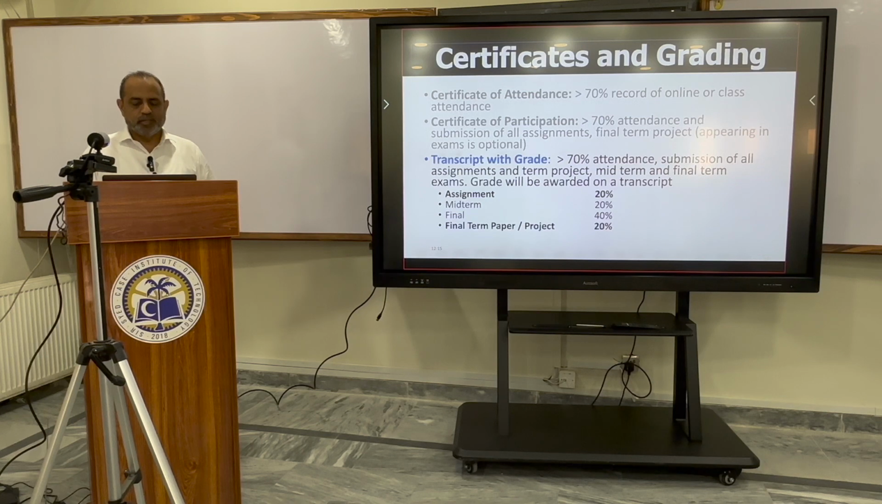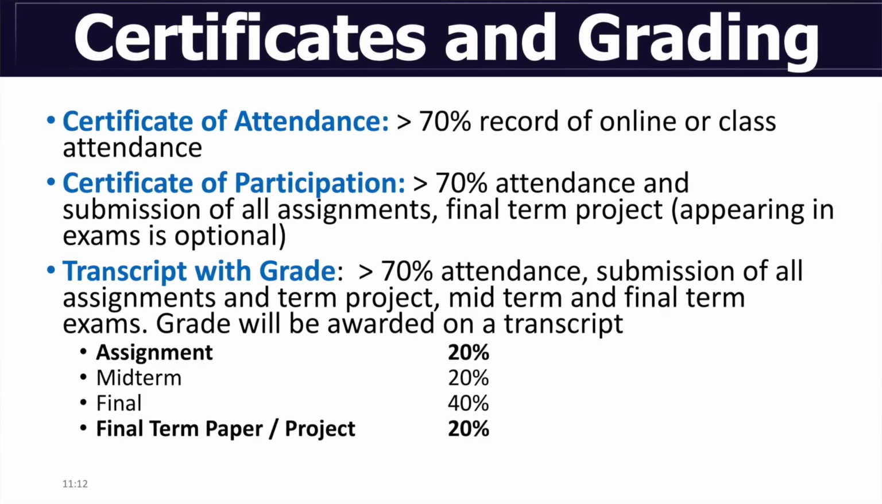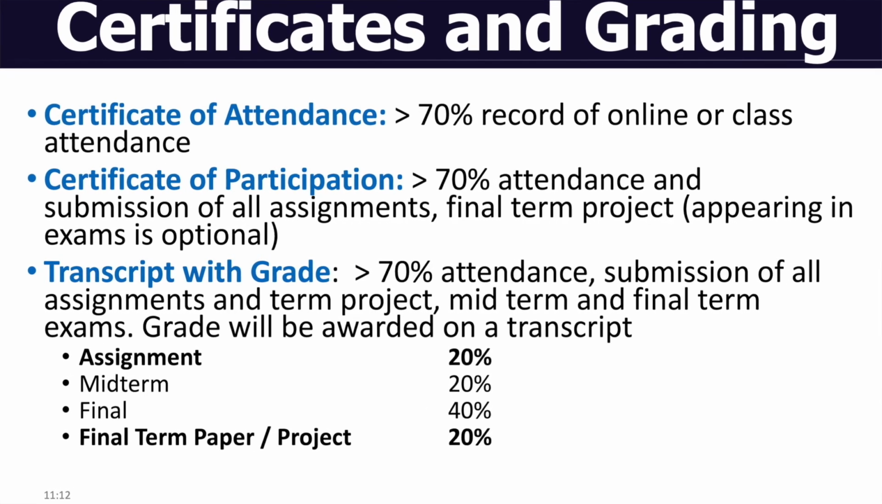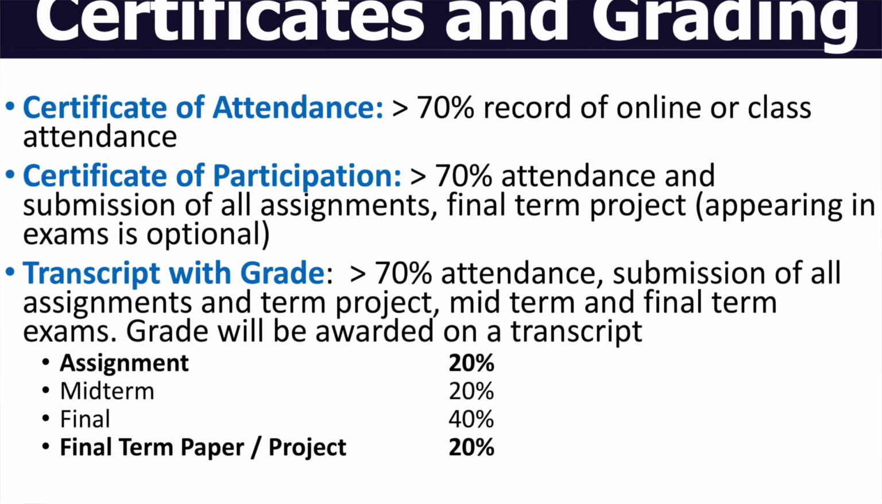So that's something. So this is how we are splitting things: assignments 20%, midterm 20%, final 40%, and final project 20%. So once I say 20%, it means 20% of the time that you have to spend to do this or to prepare for this. Okay, so that's the idea.